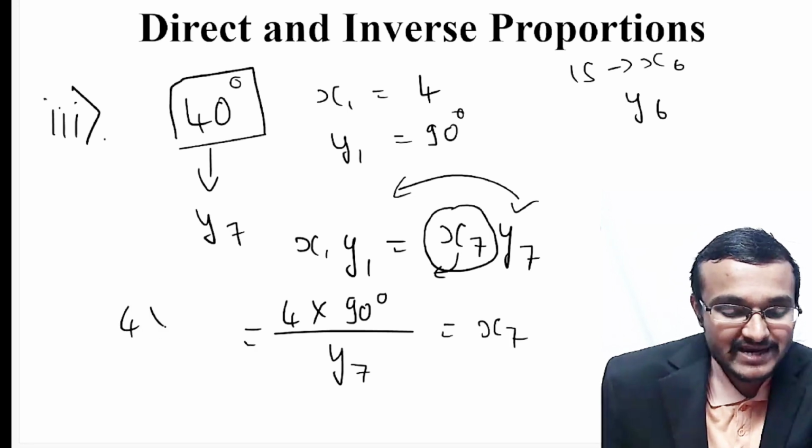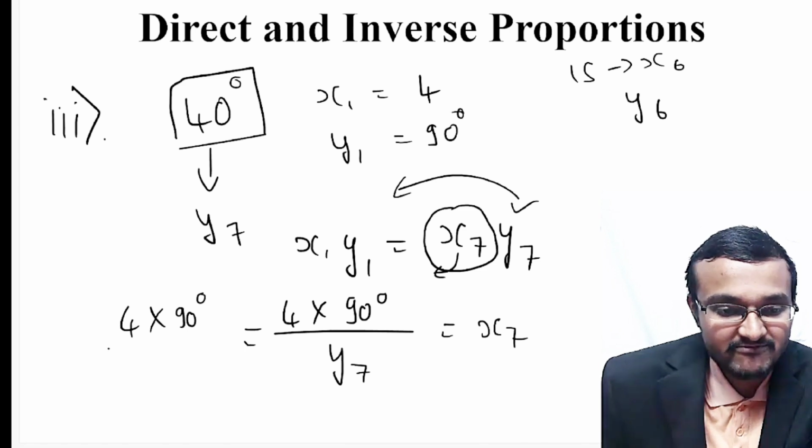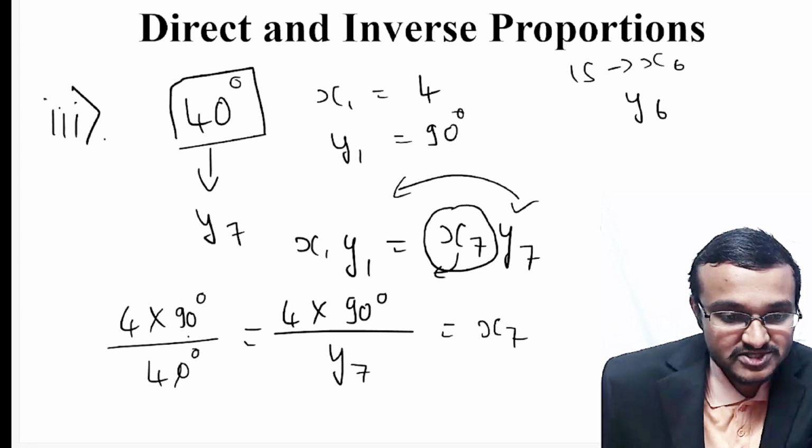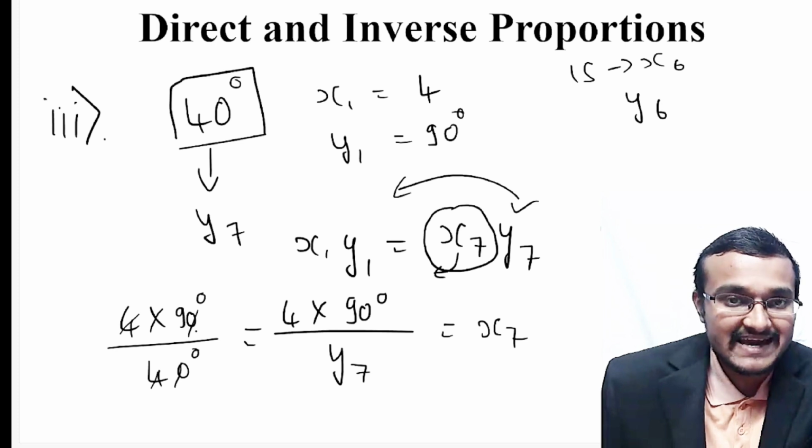So 4 into 90 degree divided by y7. y7 is 40 degree. So here 40 degree and 90 degree is there. The 0 and 0 get cancelled with each other, 4 and 4 get cancelled with each other. Only 9 will be remaining.